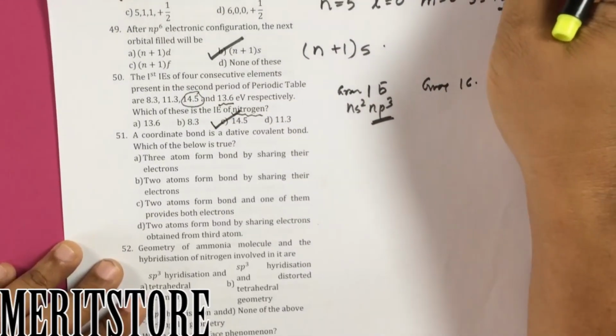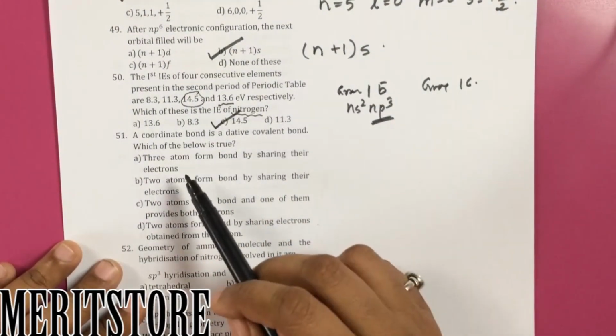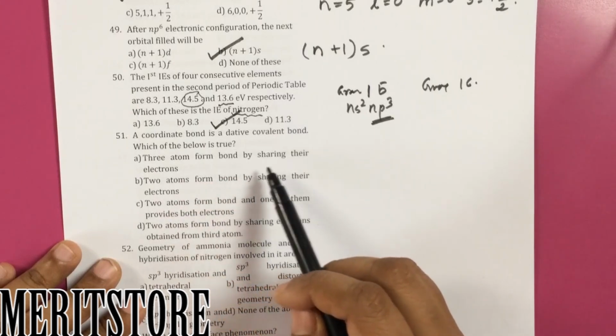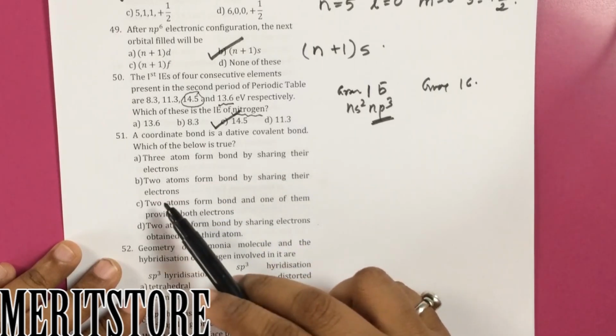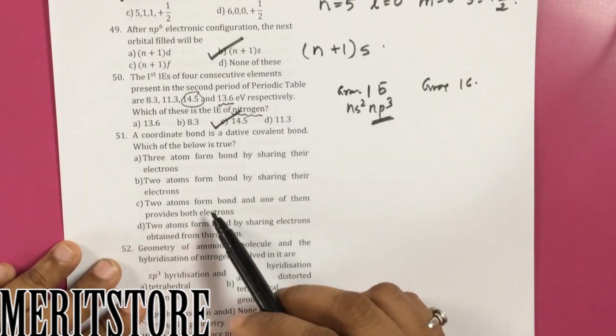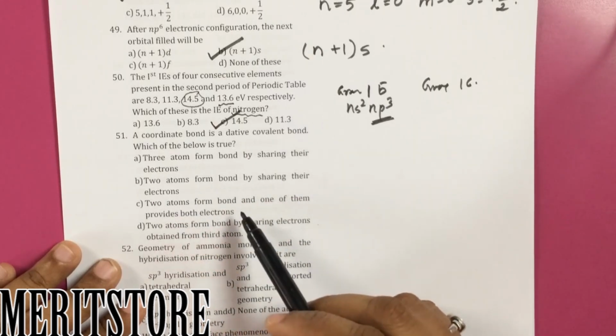Question number 51: a coordinate bond is a dative covalent bond. Which of the below is true? 3 atoms form a bond by sharing their electrons. 2 atoms form a bond by sharing their electrons. 2 atoms form a bond and one of them provides the electrons.